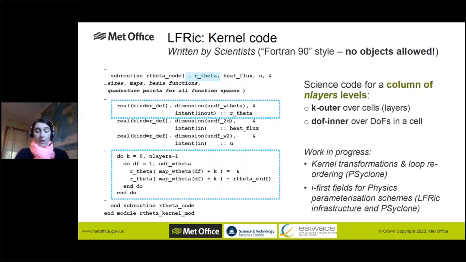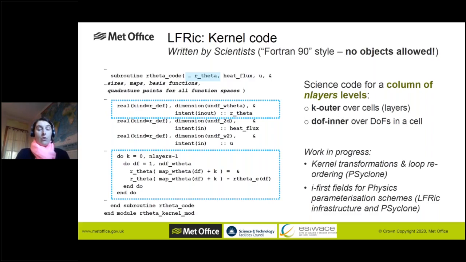Now we come to the part of the kernel that actually updates a field, and this is science code for a column of cells, or in this case, n layers, looping from k equals zero to n layers minus one. Basically it means that you're starting with the lowest cell in a column, and then you're working your way upwards. So the current convention, which stems from making it easier to write science code, is to have the k loop over cells outer, and then in each cell you need to update the DOFs that belong to the cell, and that is the DOF inner loop.